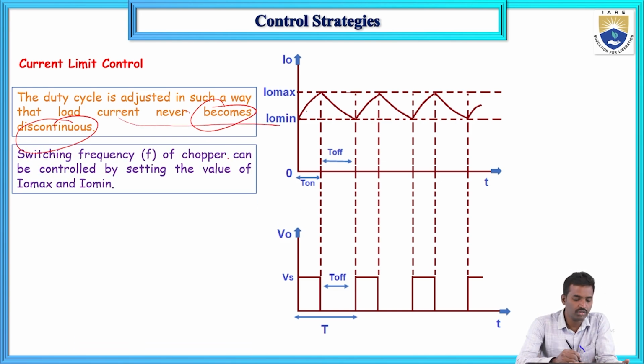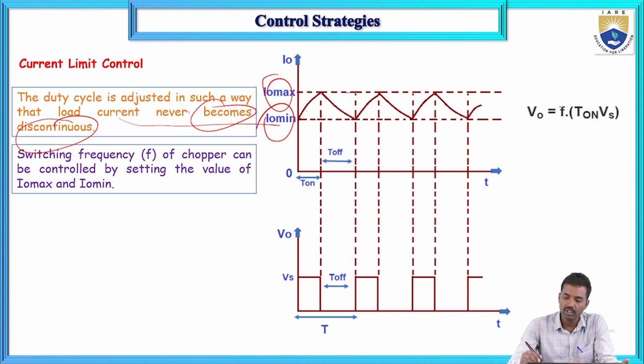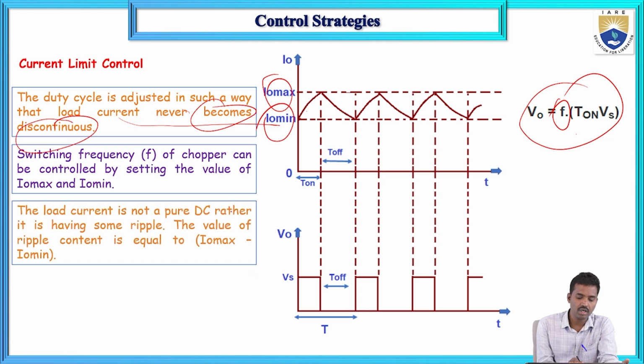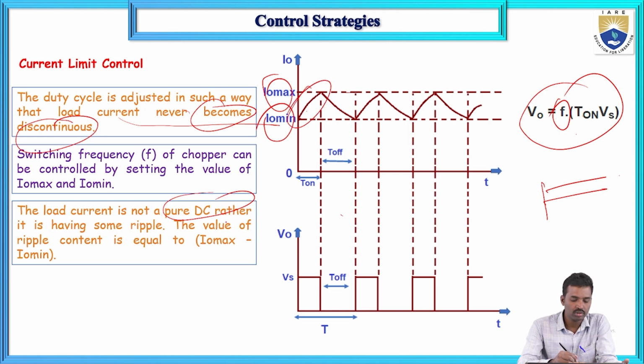The switching frequency can be controlled by the set values of I naught maximum and I naught minimum. The output voltage is V naught equals f into T on by T. The load current is not pure DC, so it has some ripple. The value of ripple equals I naught maximum minus I naught minimum. So how do you reduce this I naught ripple?